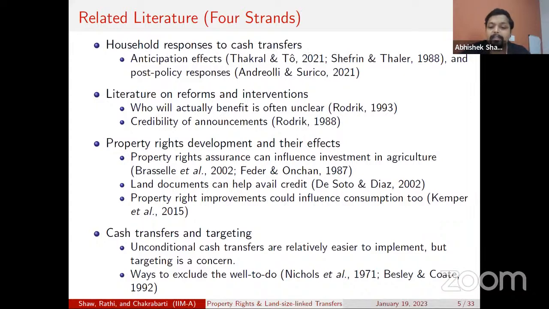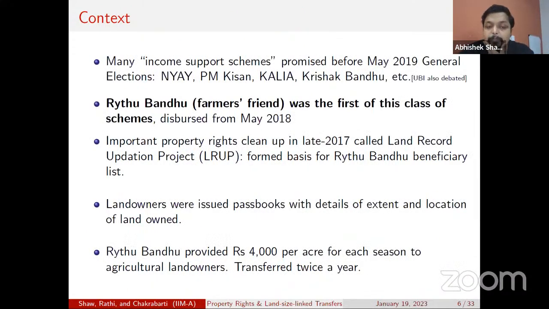The other thing is we're looking at cash transfer and targeting, which in this case is again unconditional cash transfers. Even in Telangana, there's no condition on how that money is spent. Nobody's going to verify what happens to the transfer that you receive. That's another debatable thing that's been talked about in the literature, and we try and speak to some of this. So just to give a sense of the context in which Raitu Bandhu was announced.